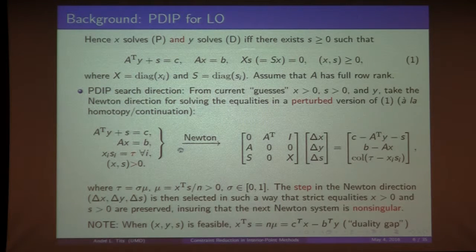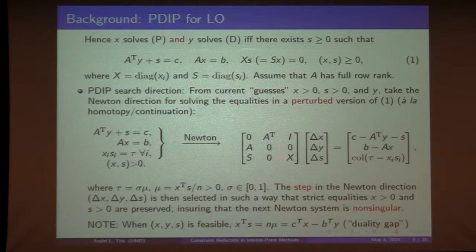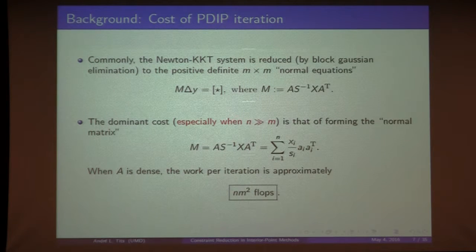Now, this system that we have to solve has lots of big zeros, and you can take advantage of that. You can do a block Gaussian elimination. If you do that, you can eliminate both delta x and delta s, and you are left with delta y, and you get an equation like this, where M is given by this. So we have an m cross m system.